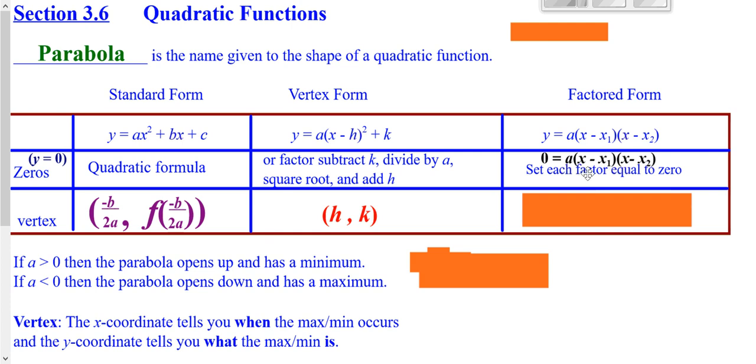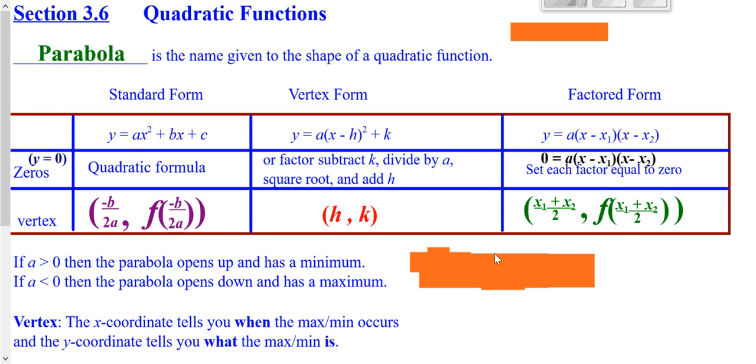Your vertex is really halfway in between. It's the average of where your two zeros are. So for your average, you'd have to add them together and divide by 2. But this is your x. If you know what x is, all you have to do is plug it in. And this function notation means that all you're doing is taking your input, which is this, your x, and plugging it in.